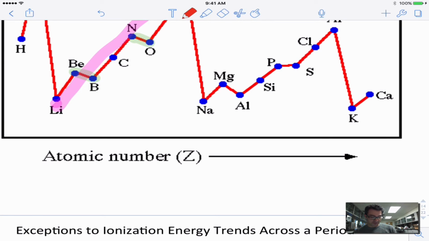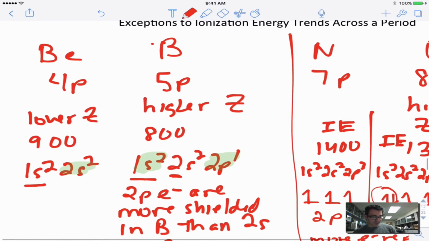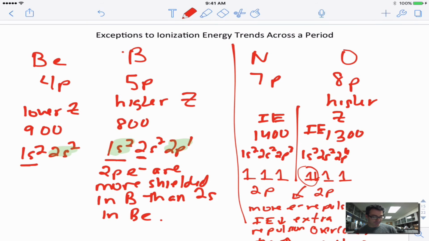You have phosphorus to sulfur versus nitrogen to oxygen. You don't see that same decrease. We can talk about why in class. That's a little bit of an extension of this. But we have these 2 exceptions that you're required to know. We have the beryllium-boron exception, and that one has to do with the fact that the 2p are better shielded than the 2s. And then you have the nitrogen-oxygen, and that's due to the extra repulsion in the oxygen atom.